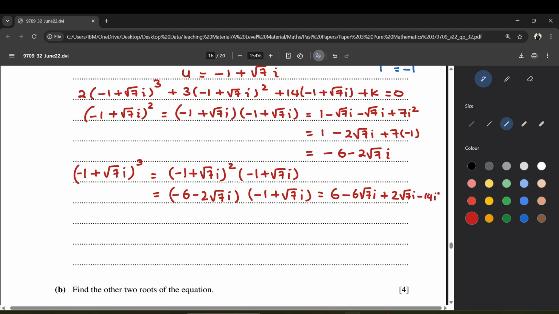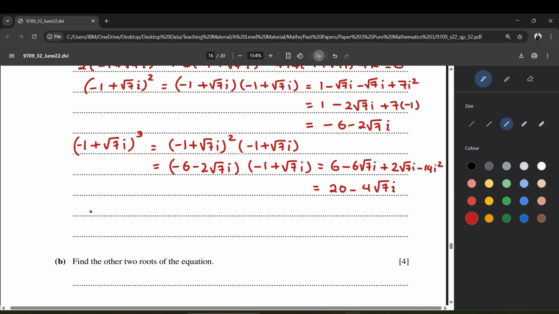minus 14i square. Okay, and then again when we plug in the value of i square as minus 1, I would get minus 14 times minus 1, which is positive 14. 14 plus 6 will be 20. So 20 minus 4 root 7i. Okay, because I don't have enough space, that's why I'm not working it in that manner. So now we can substitute, because now we found the cube, we found the whole square. Okay, so now we can work this out.